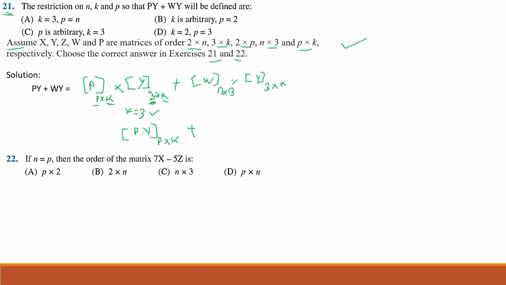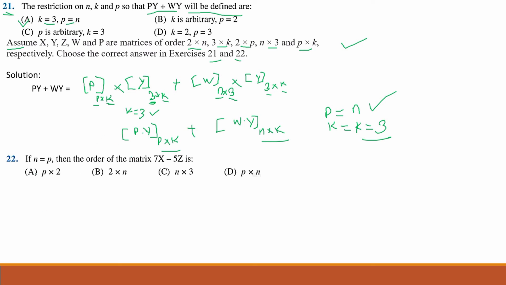Similarly, for W into Y, the column of W and the row of Y are both equal to 3. The answer of W into Y that we will get will have order n by k. Now here, addition of two matrices happens when their order is the same. So that means p must be equal to n, and k is equal to k already. So we got the restrictions: p must be equal to n and k must be equal to 3. So PY plus WY will be defined. Option A is the correct answer with k equal to 3 and p equal to n. It was simple, we just had to use a little logic.